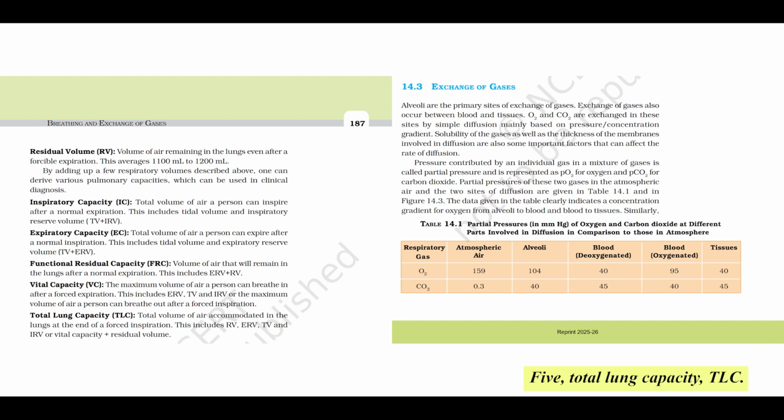5, total lung capacity, TLC. This is the absolute maximum volume of air your lungs can hold after the biggest possible inhalation. Formula, TLC equals RV plus ERV plus TV plus IRV. Or more simply, TLC equals vital capacity, VC, plus residual volume, RV.